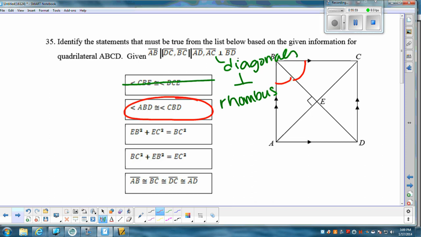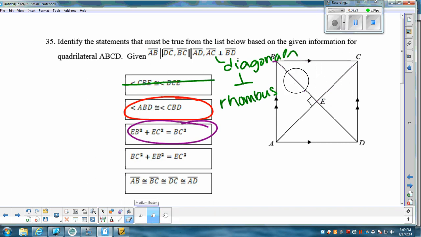Next one, we have EB. I'm going to keep using my different colors. We have EB squared plus EC squared equals BC squared. We know all these are right angles, so that's the Pythagorean theorem. So we're good.